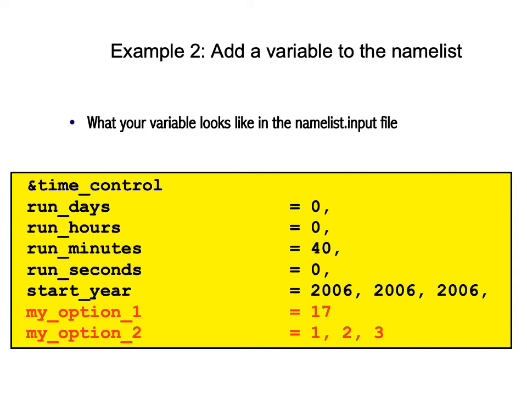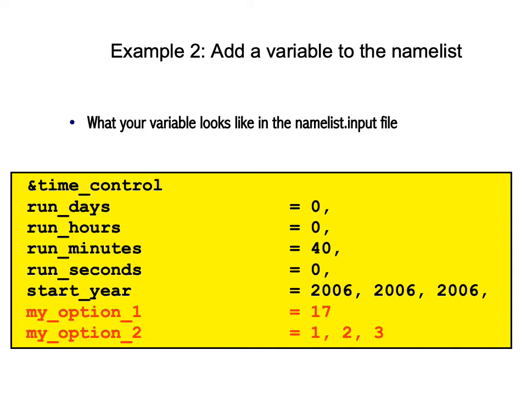What would the changes that we made look like if we wanted to add something to the namelist? We asked for 2 new variables to be in the time control section of the namelist.input file. So there's the time control namelist record. We said that my_option_1 and my_option_2 were going to be the names. So those are the correctly spelled names.